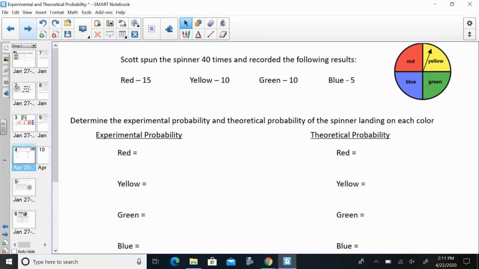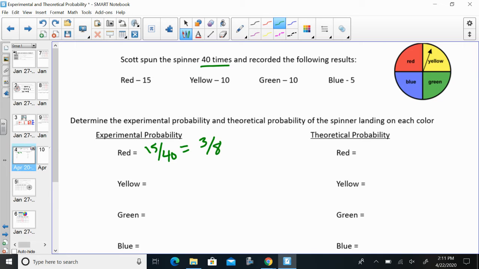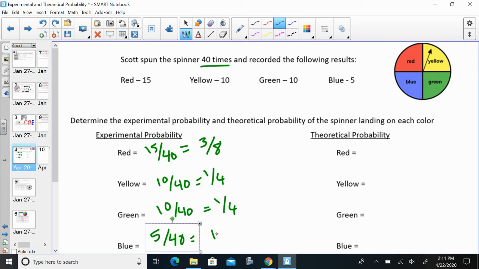All right, so if he is spinning the spinner 40 times, he gets red 15 out of those 40 times. That simplifies to 3/8. And again, you can use a calculator here if you need it. Yellow was 10 out of 40, 1/4. Green was 10 out of 40, 1/4. Blue was 5 out of 40. That's 1/8.